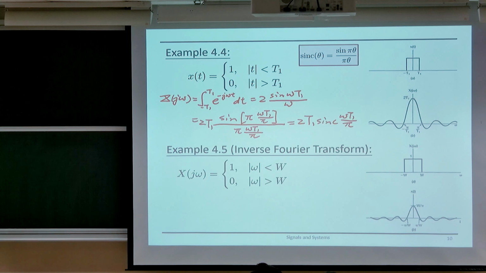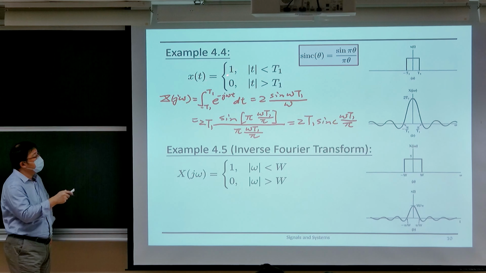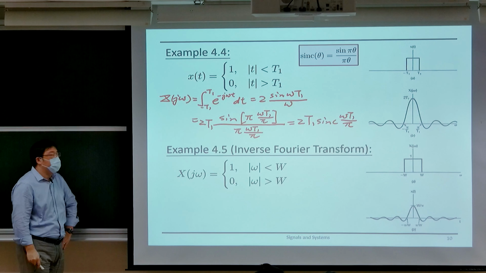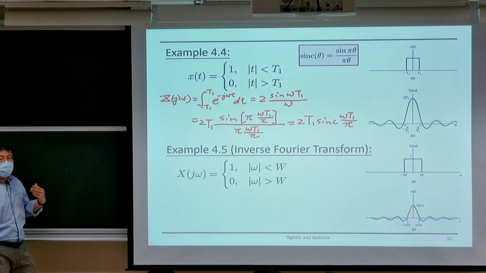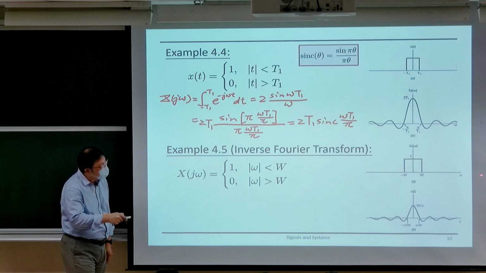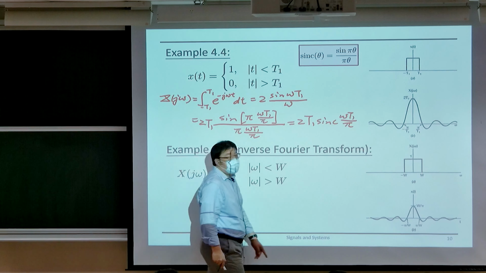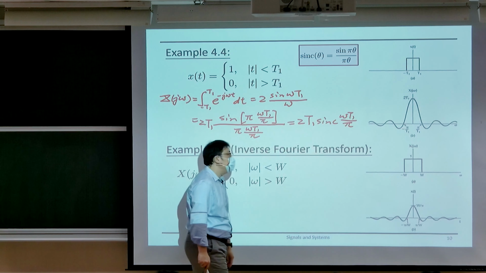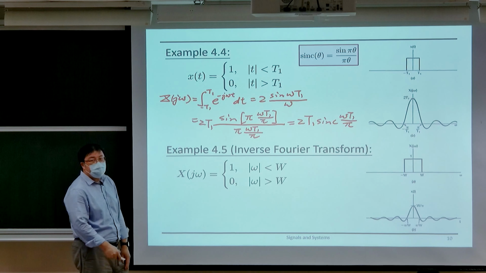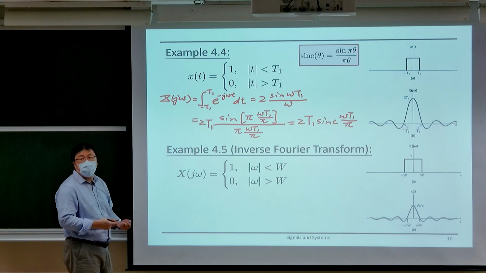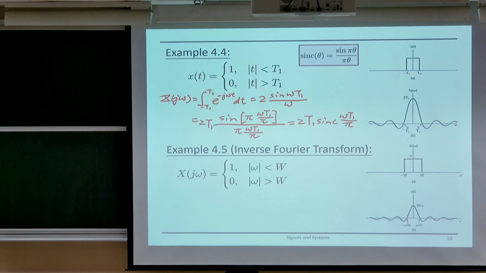Right. Now this is from the time domain going to the frequency domain. When you have a square wave in time, you will have a sinc function in the frequency domain. Now what if you have a square spectrum in the frequency domain? Then you can show, through an inverse Fourier transform, that the time domain would take on the shape of a sinc function.